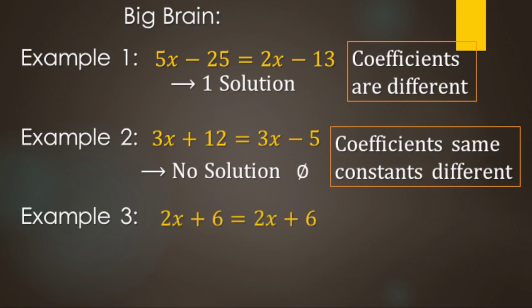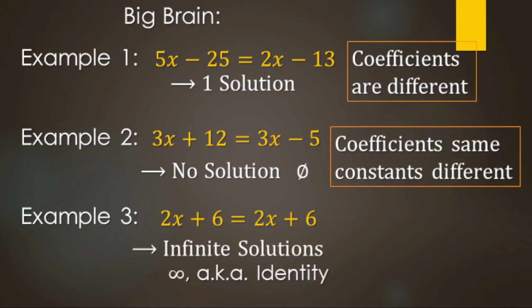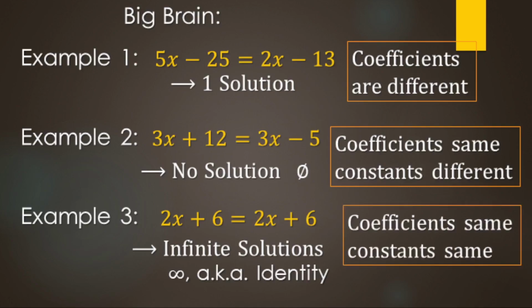And then the last example we just did, these ones here, they matched. They were identical. So in this case here, we had an infinite number of solutions. It doesn't matter what x you put in there. Some people also call this an identity equation. So the coefficients are the same and the constant terms are the same. So they're identical on both sides, which means you're going to have an infinite number of solutions.